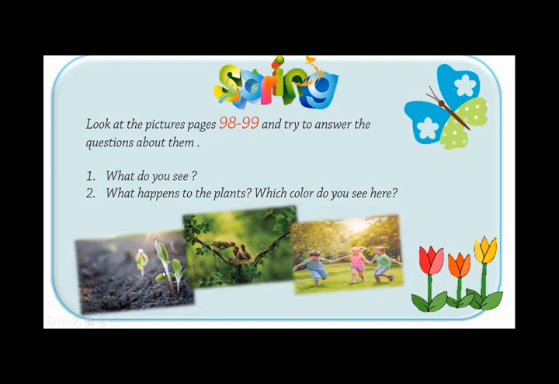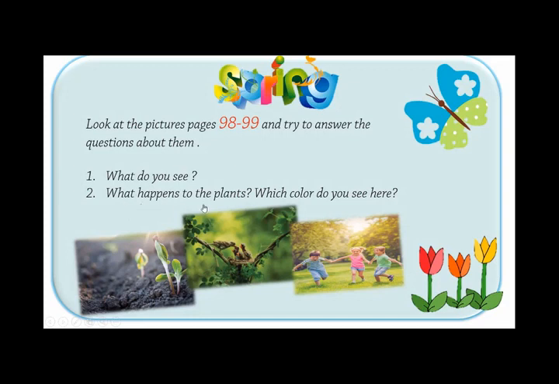There are small buds growing in the soil. There are baby chicks. Little chicks here are in the nest. Their mommy is feeding them. There are 3 children playing and running on the green grass. Very good. Let's go now to number 2.